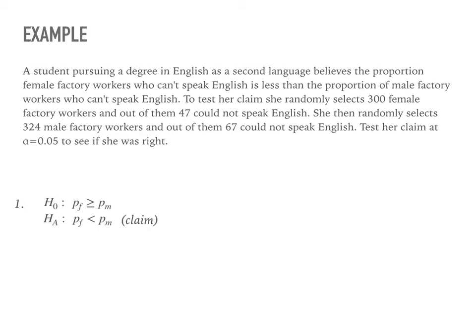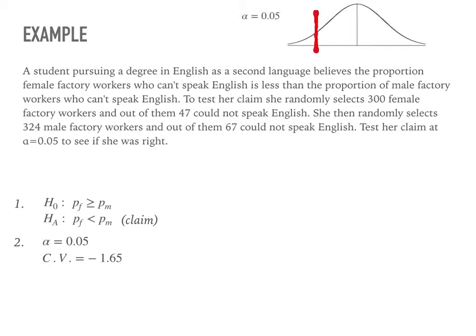We would set up our hypotheses. This time we're using proportions instead of means, so we have p's instead of mu's. Our null hypothesis would have a greater than or equal to symbol, and our alternative hypothesis has a less than symbol, saying that the proportion of females is less than the proportion of males. This alternative hypothesis is our claim. We then state our level of significance and identify our critical value. We then can compute our test value and our p-value.